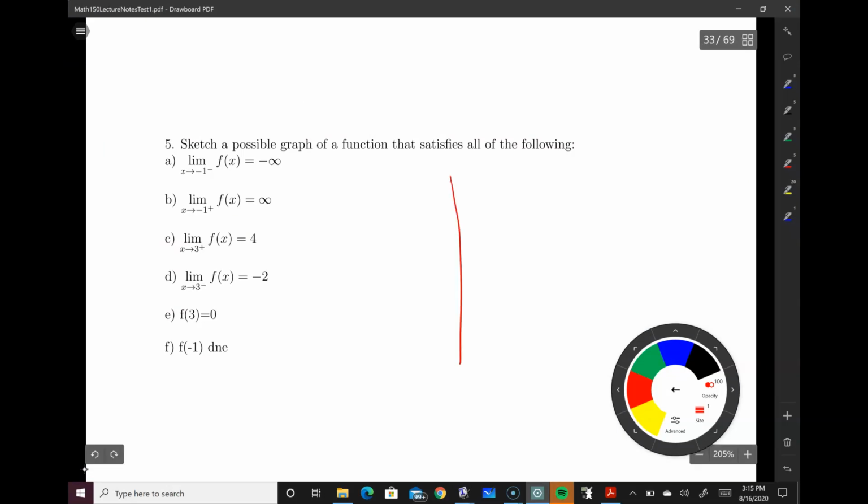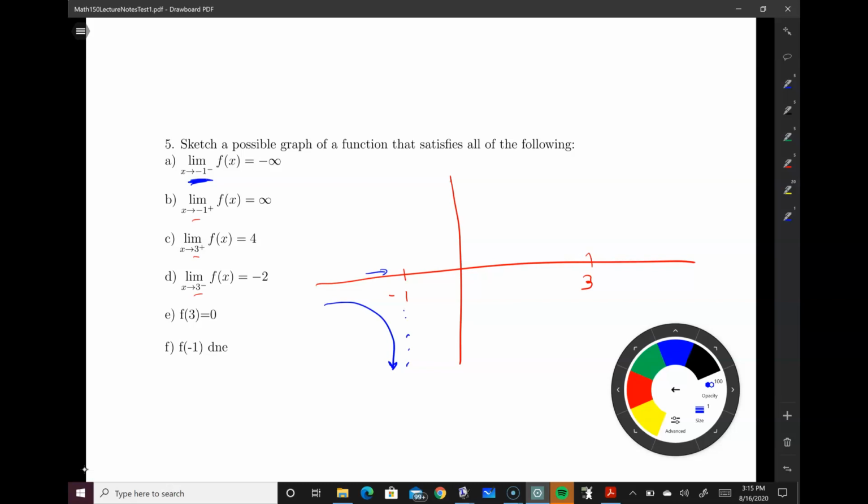I forgot to mention, I like to scope out and see what numbers I'm looking for. So I've got -1, so I'll put that on my graph, and I've got 3, so I've got that on my graph. It's kind of nice to scope out and see what numbers I'm going to need on my number line. If I'm going to -1 from the negative side, so that's this way, I'm going to -infinity. So I'm moving on down. It doesn't have to start here, but it does have to go towards -infinity. If I'm going towards -1 from the positive side, I'm going up towards positive infinity. So it does look like -1 is a vertical asymptote.